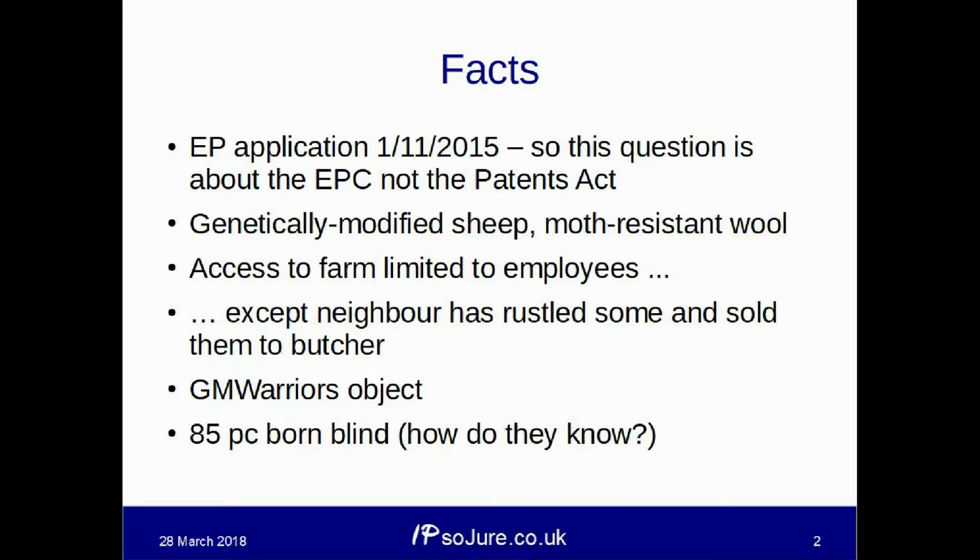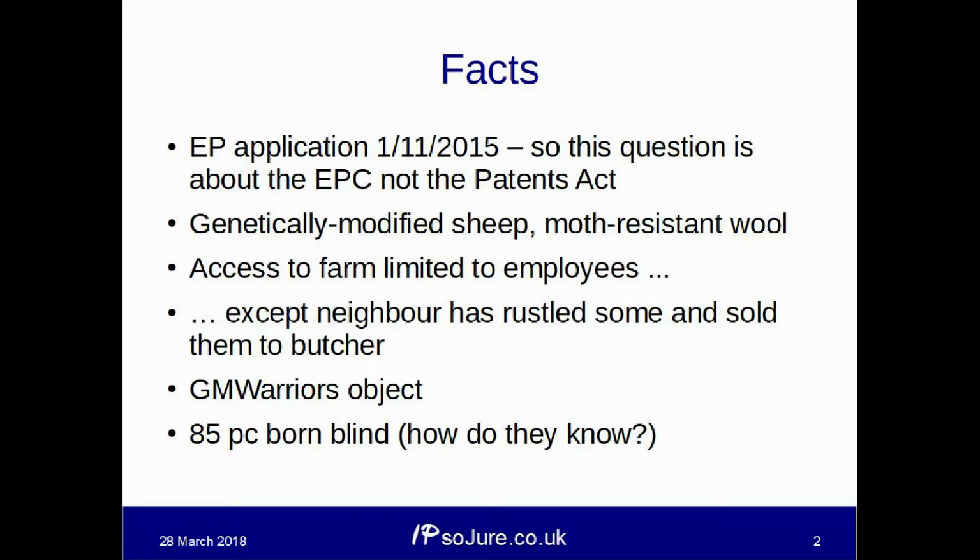The invention claimed in the patent is a genetically modified sheep. It's genetically modified so that its wool is resistant to moths. It's been developed in circumstances of at least some secrecy. The farm involved has limited access. Only employees of the company that have applied for the patent, that's Spigot Co, have got access to the farm. Except that obviously their security isn't that good, and a neighbour has managed to rustle some of the sheep and sell them to the local butcher. So I hope you recognise some of the issues that we're going to be talking about in this answer.